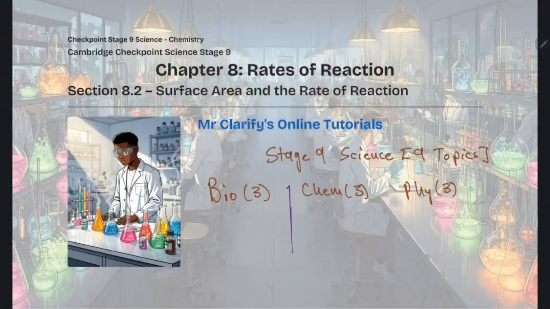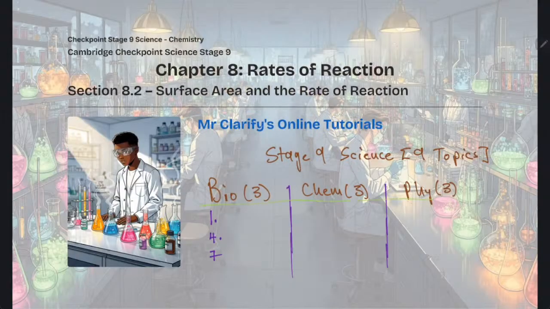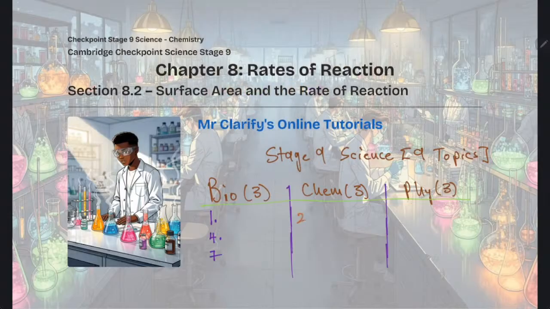Which ones are the bio ones? Which topics are the bio ones? 1 and 4 and 7. You'll be just adding 3. Which ones are there for chem? 2, 5, 8. Well done. And 8 is the one we are doing right now, which is rate of reaction, right?